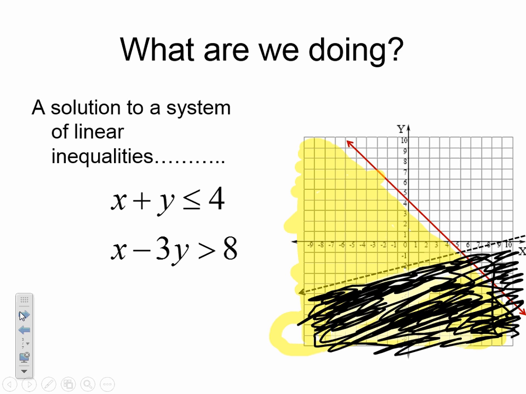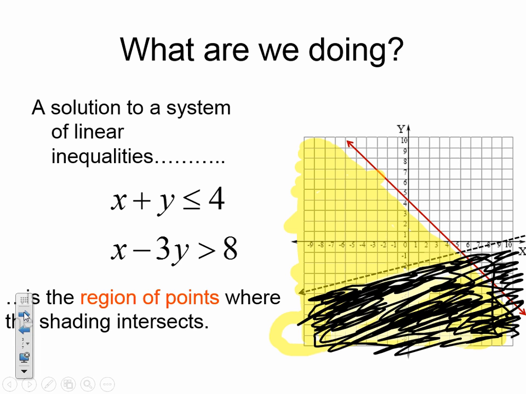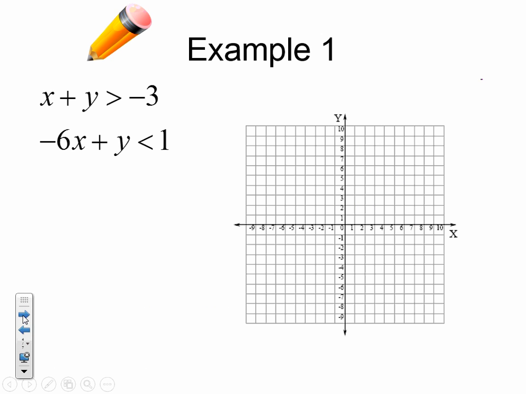So in this case, where mine is both shaded yellow and black, that would be my final solution region, where I have two different colors that are shaded. This is why I suggested maybe you have some colored pencils or two different colored writing devices as you go about doing this, maybe even three at some point. Okay, we're just going to look at a few examples. We're looking for that region of points where the shading intersects rather than just the lines. Okay, and here we go.